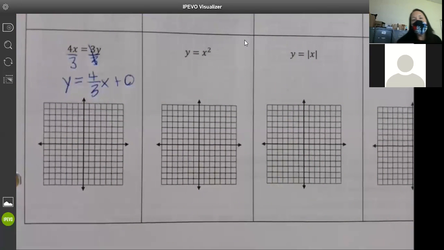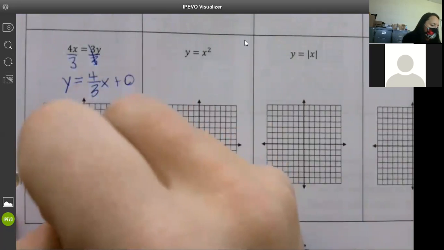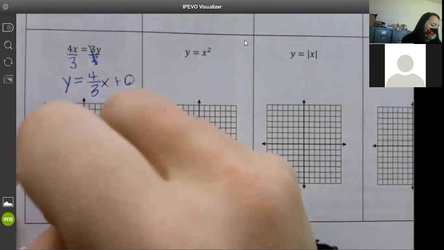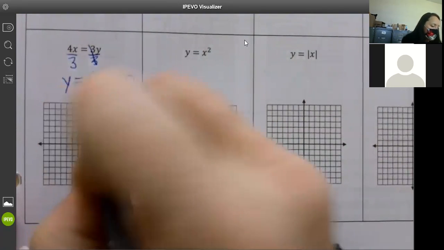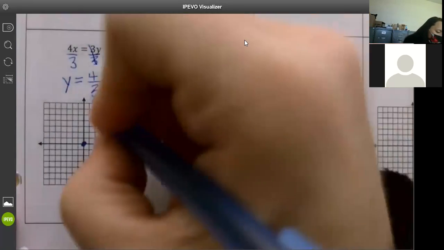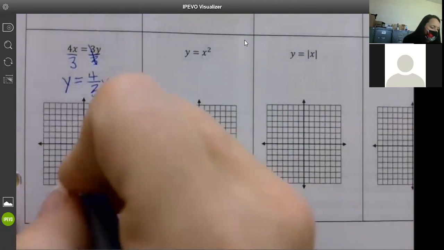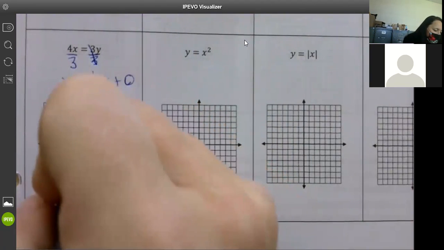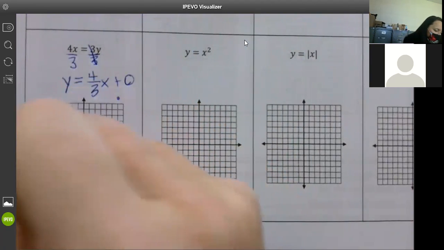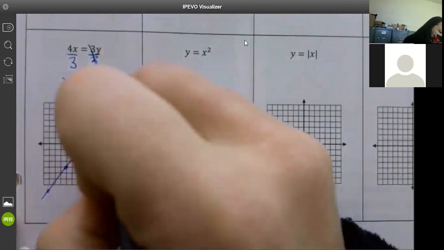Again, guys, make sure you're on time. We start at 0, and we do our rise 4 and run 3. So rise 4, run 3. You can kind of make it go off the graph if you want to. You don't have to. Like I said, as long as it stretches across the graph, it's not a huge deal. Or I can go down 4 and over 3. So it'll look like this.